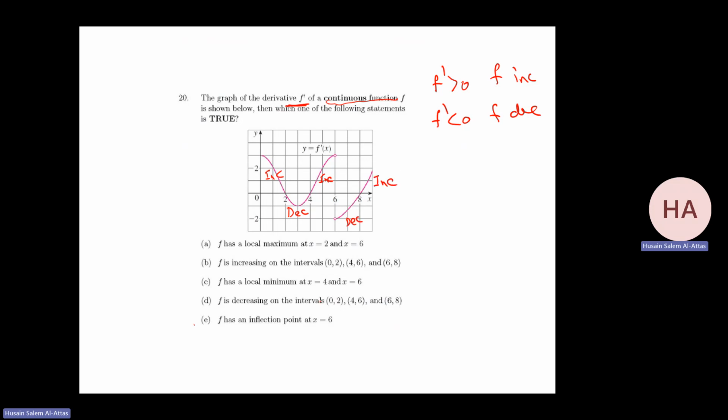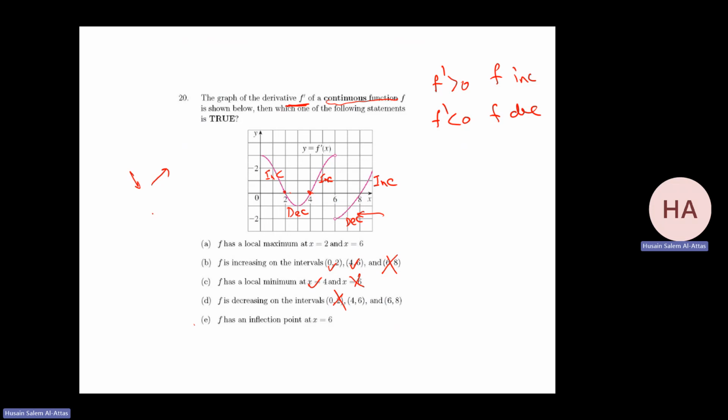Decreasing on the interval 0 to 2? 0 to 2, it's increasing. Hold on, this is wrong. Local minimum at x equal 4. At x equal 4, it was decreasing, then increasing. Yes, this is the local minimum. At x equals 6, it was increasing before 6 and decreasing after 6. So it's a local maximum. This is wrong. Increasing on the interval 0 to 2, yes. 4 to 6 increasing, yes. 6 to 8, no, it's decreasing. So this is wrong.